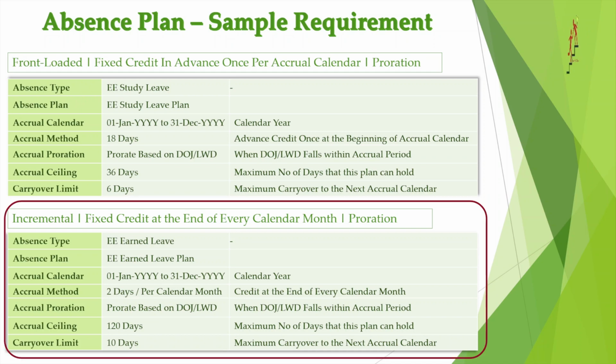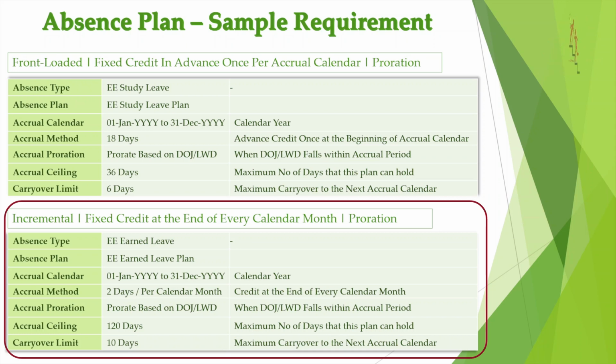Now, if you look at the next requirement, it says incremental fixed credit at end of every calendar month and proration. We are going to keep EE earned leave and EE earned leave plan as the name of the absence type and absence plan respectively. Accrual calendar will be the calendar year. Accrual method will be 2 days of incremental credit at the end of every month. So here 12 times of incremental credit will happen in one accrual calendar period.